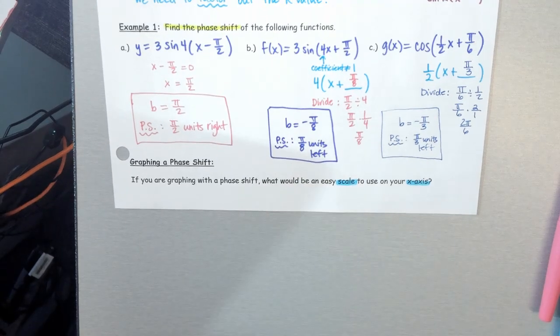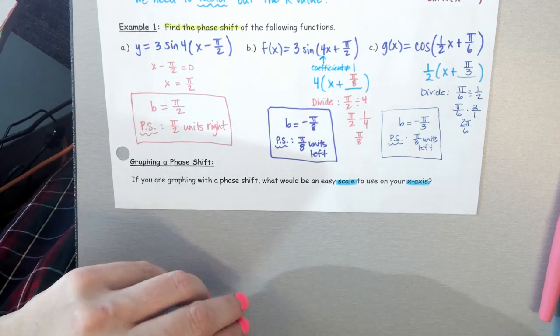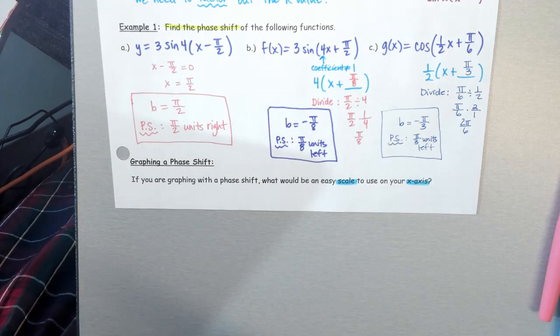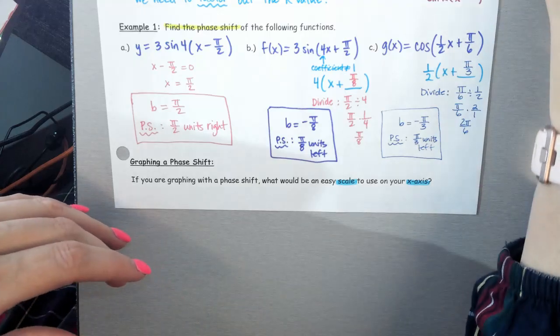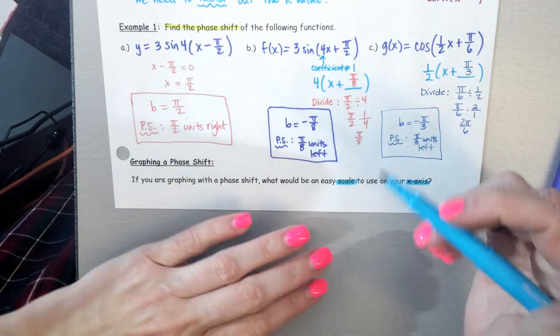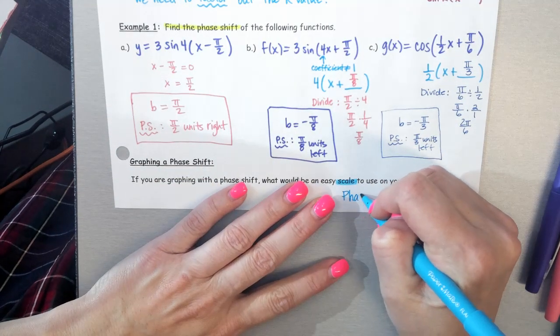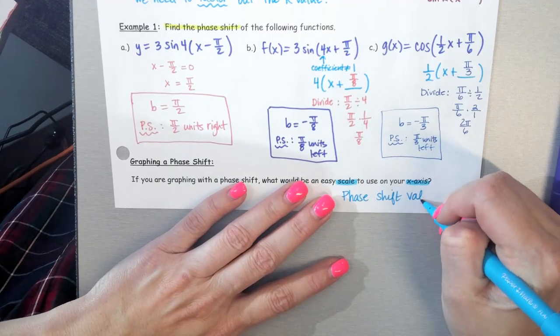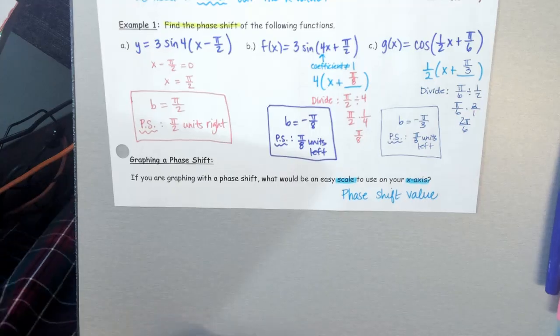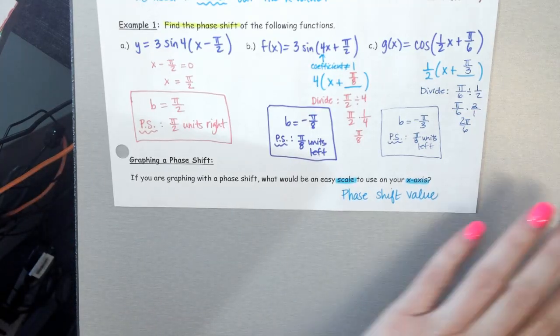Okay, so if you have a phase shift, an easy scale to use on your x-axis is the phase shift value. You don't have to use that. Sometimes it's better to use like half of your phase shift, but you guys will kind of play around with that and see what works best for you. Okay, sometimes that will match if you do the period and divide by 4.